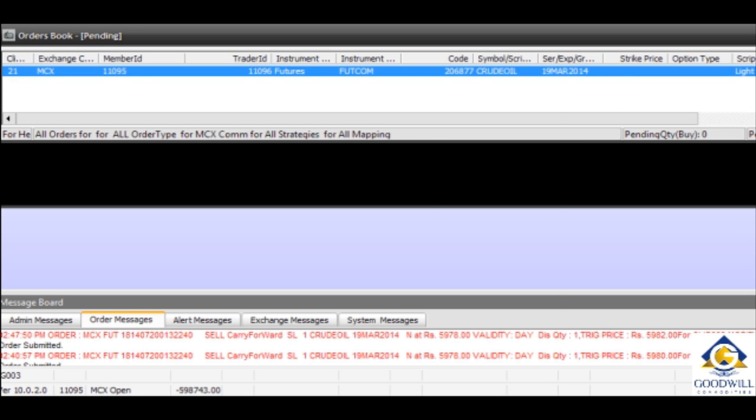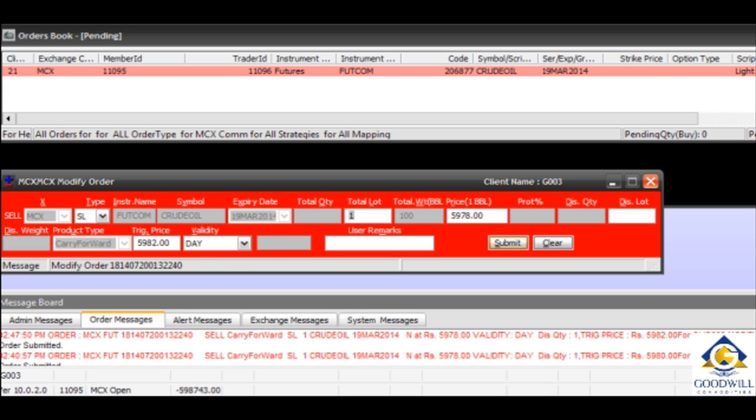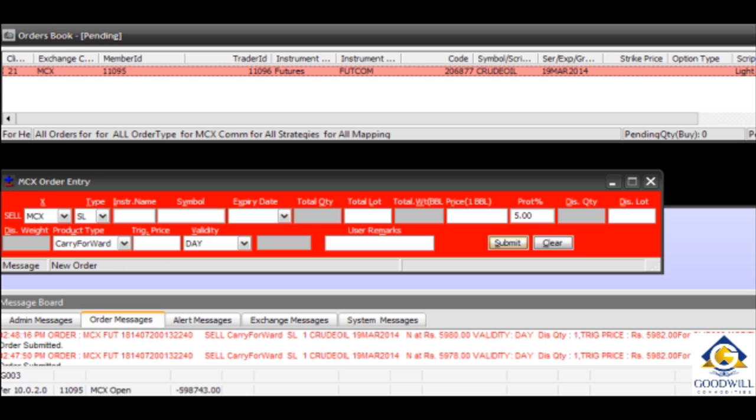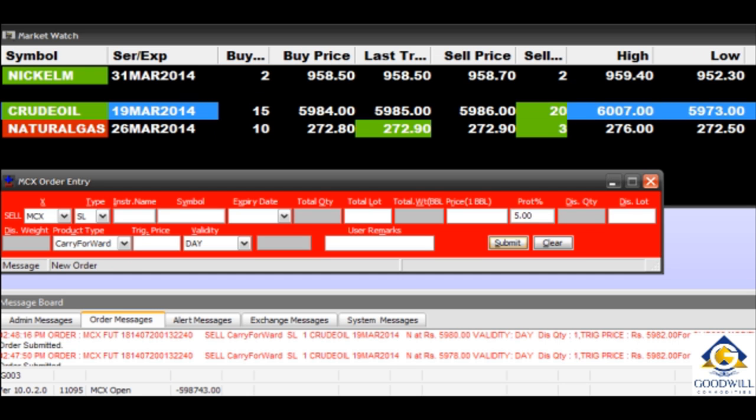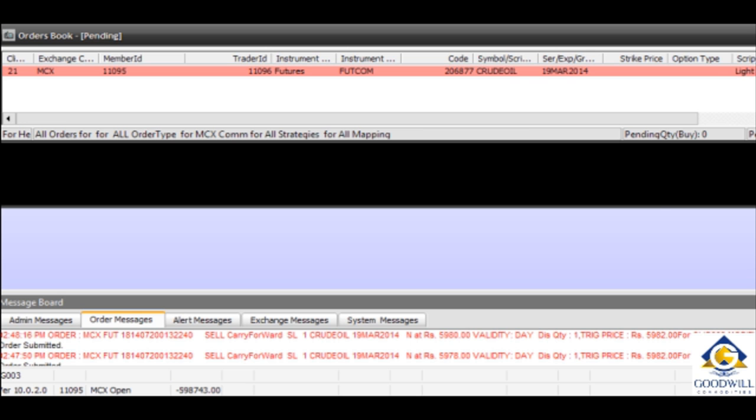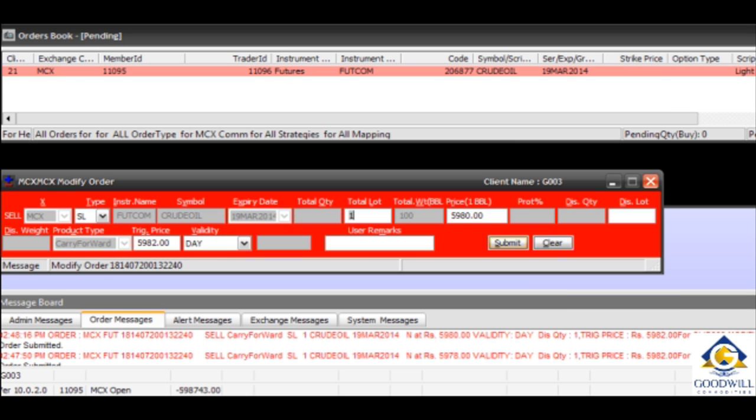What I am going to do again, I am going to modify. I am going to set this condition. I am going to bring this condition down to 5980. You can notice that. Now let us see what's going to happen. Again I am going to modify my stop loss. I am going to change the limit conditions.